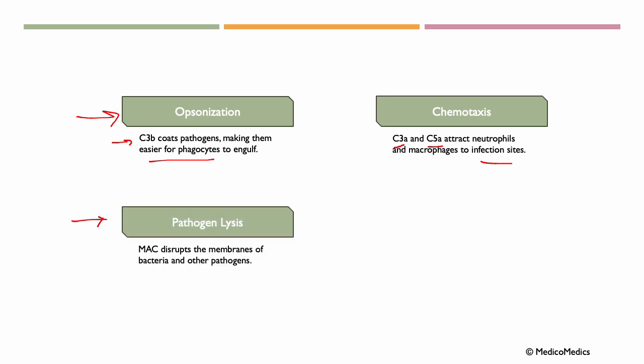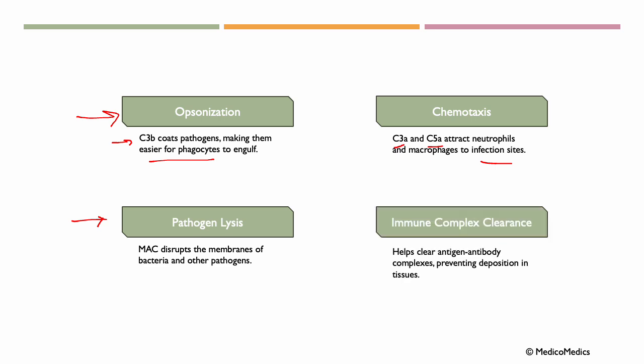Then we had pathogen lysis. So the terminal components of the cascade, especially C5b, assemble to form the membrane attack complex. And this structure inserts into the membranes of bacteria, especially gram-negative ones, creating those pores that then lead to cell lysis and death. And finally, immune complex clearance. So complement helps remove circulating antigen-antibody complexes that could otherwise deposit in tissues and trigger inflammation. By binding to these complexes, complement allows them to be safely cleared by the spleen and liver, helping prevent immune-mediated damage, like that seen in diseases such as lupus.